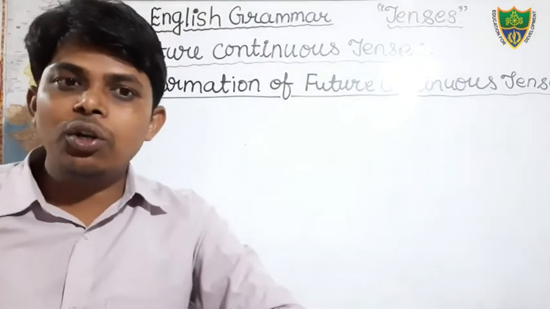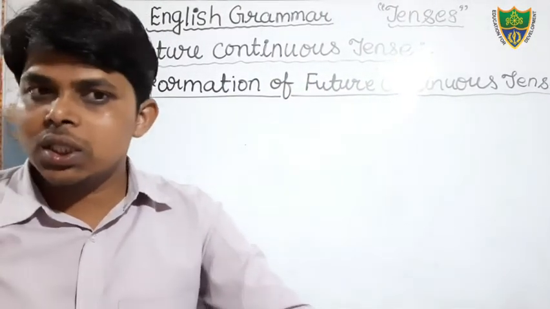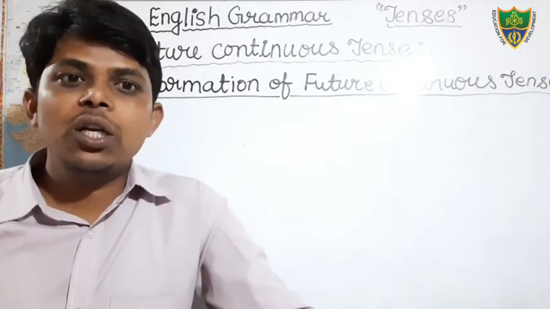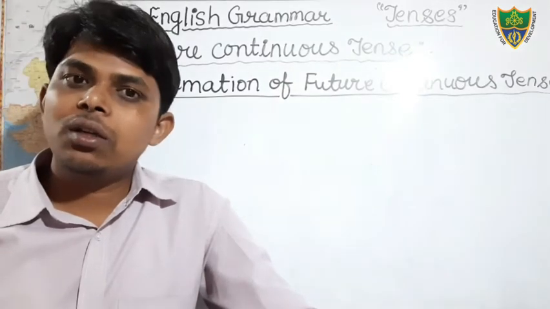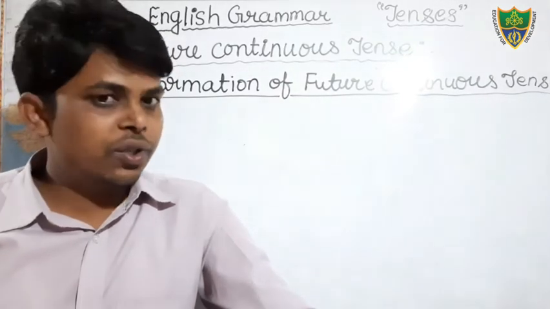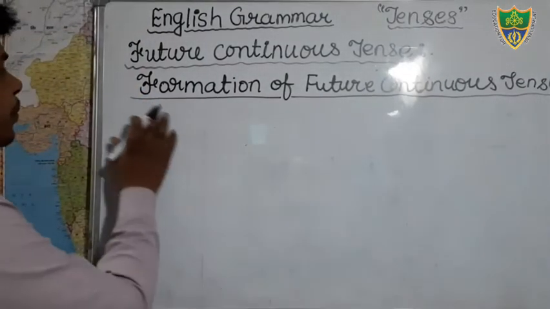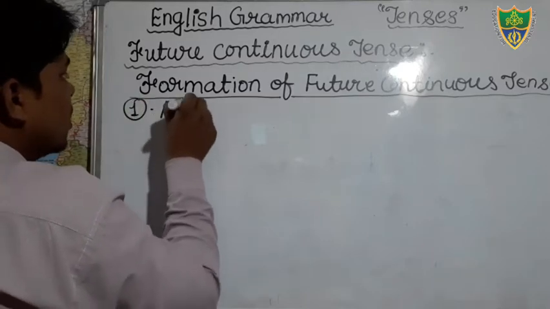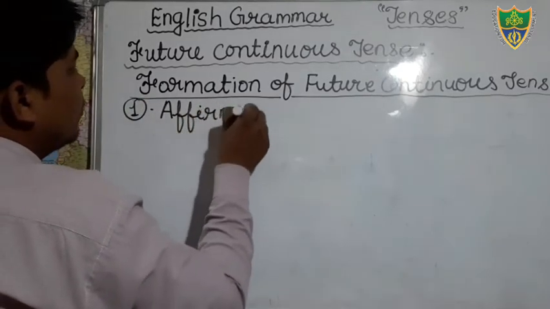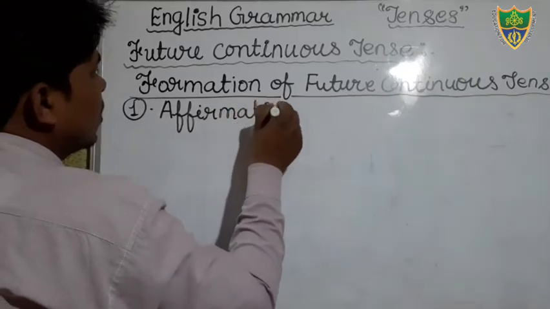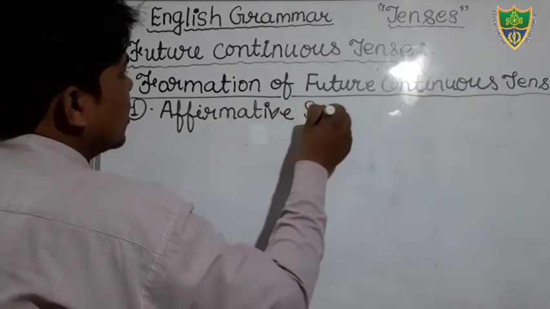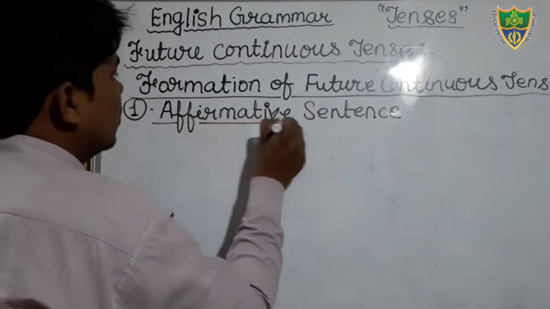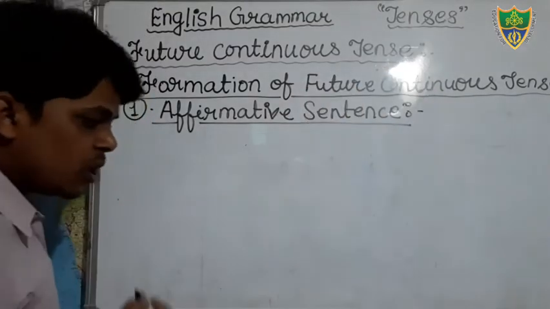Dear students, we all know that in each tense we discuss three types of sentences: affirmative sentence, interrogative sentence, and negative sentence. Okay, so just see here. First of all, we will discuss the structure of affirmative sentences. You can see affirmative sentence. Just see what would be the structure of it.